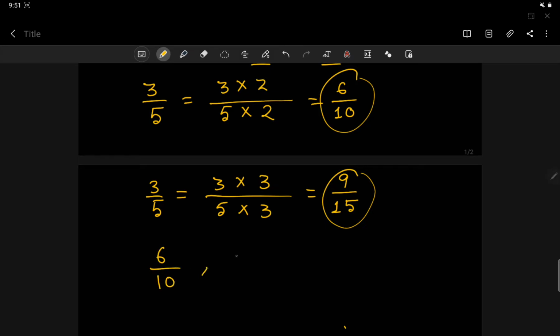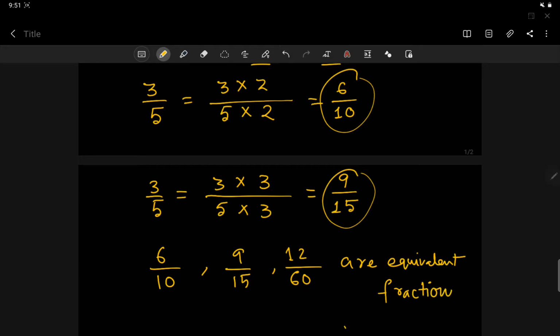So 6/10, 9/15, 12/20, they are equivalent fractions. Similarly, you can find so many equivalent fractions of the given number in this way.